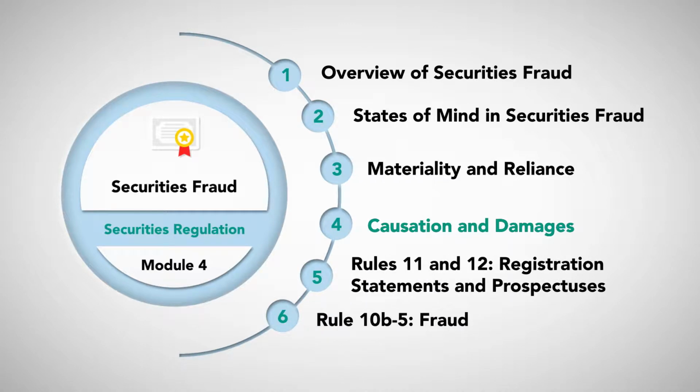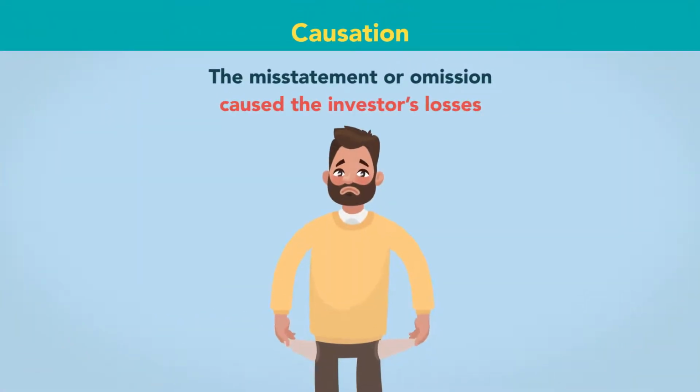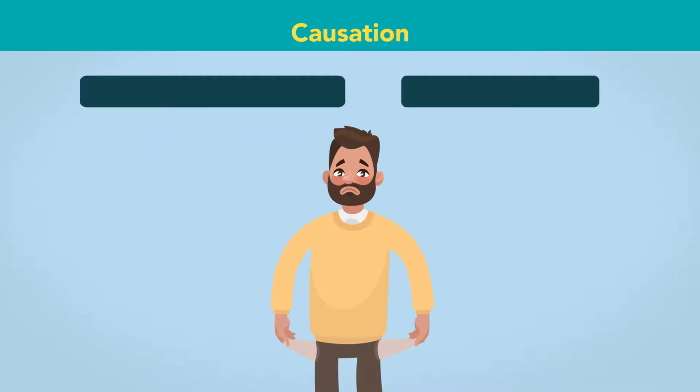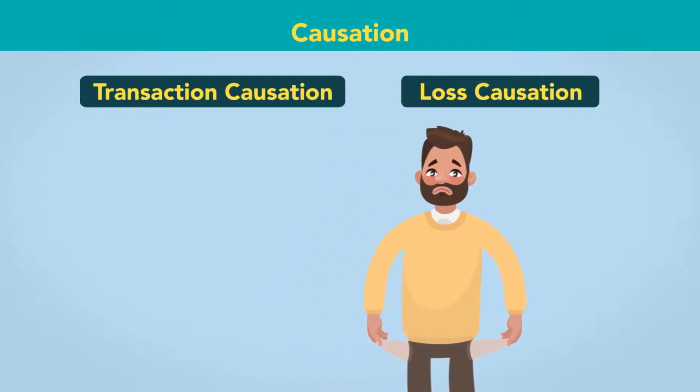Causation and damages. Causation means that the misstatement or omission caused the investor's losses. Typically, investors pursuing securities fraud claims must establish two forms of causation: transaction causation and loss causation. Transaction causation is similar to reliance.